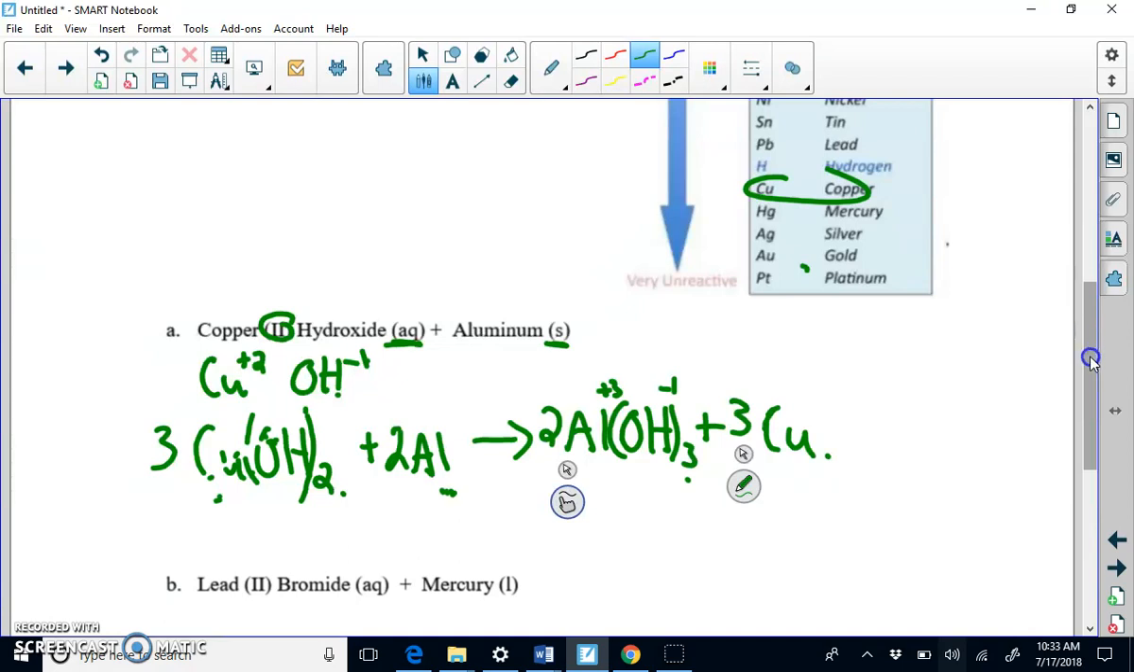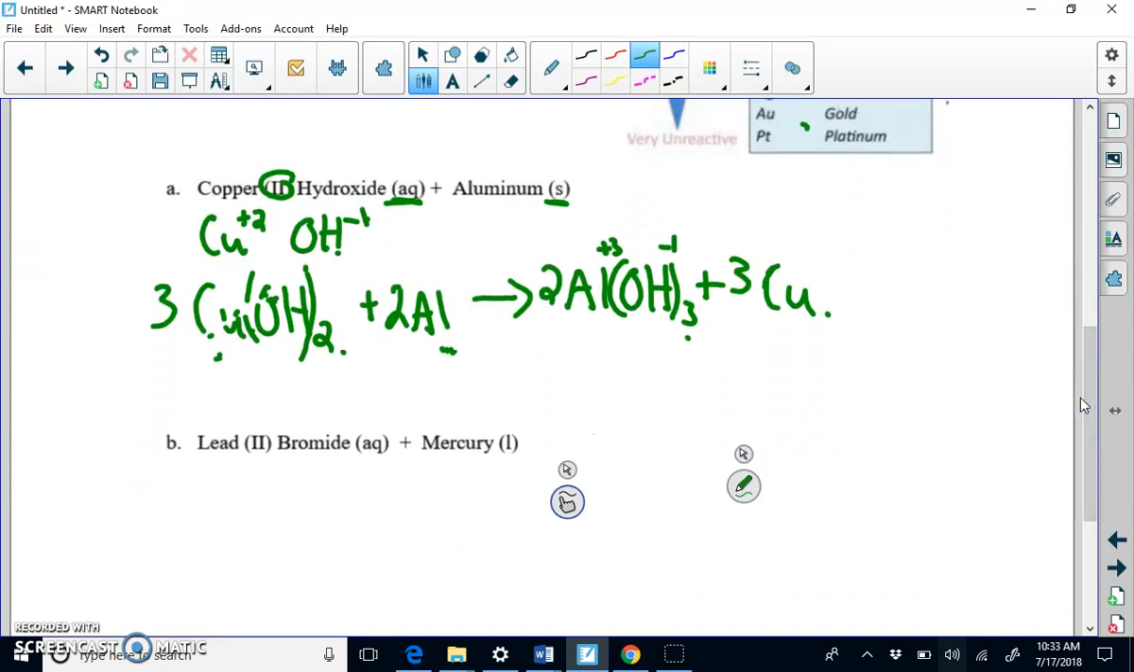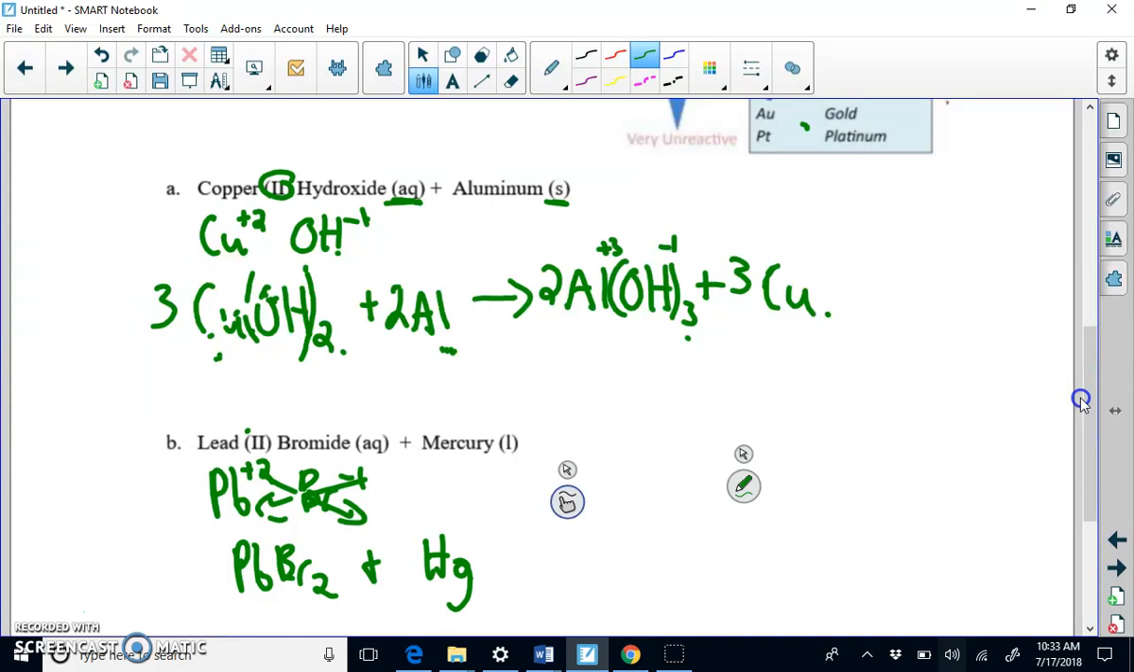All right, let's do B. So B, we have lead 2 bromide. So lead, which you have to memorize, is Pb with a +2 charge. I'm telling you by that. And bromide is Br, and it's always -1. Crisscross, you get PbBr2. Remember, this number comes down here, this number comes down there, and you drop the signs. And mercury, which you also have to memorize, is Hg.